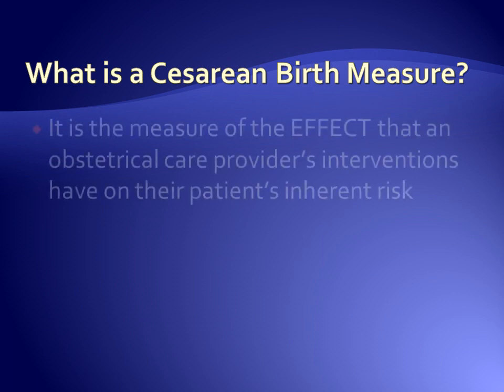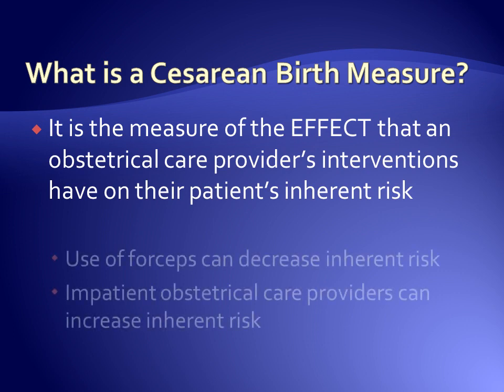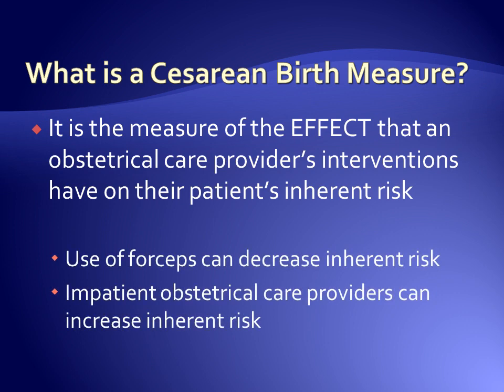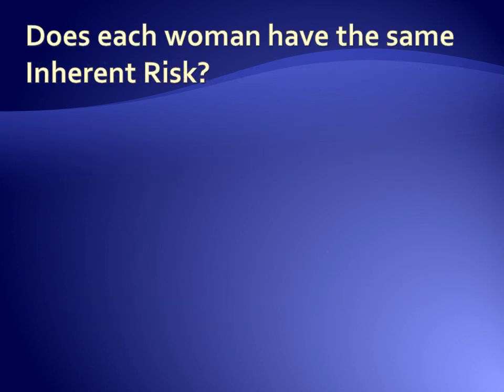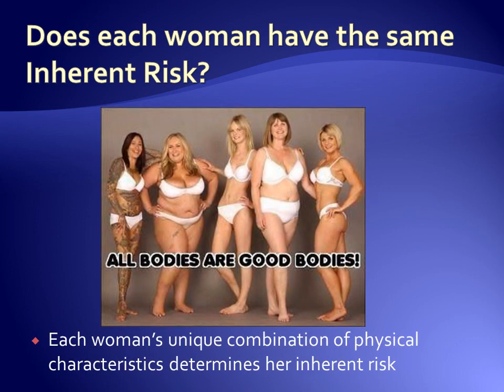A cesarean birth measure is a measure of the effect that the obstetrical care provider's interventions have on their patient's inherent risk. For example, obstetrical care providers that are skilled with forceps can decrease a woman's inherent risk, and inpatient obstetrical care providers can increase a woman's inherent risk. Does each woman have the same inherent risk? No, they don't. Each woman's unique combination of physical characteristics determines her inherent risk that labor will result in a cesarean birth.